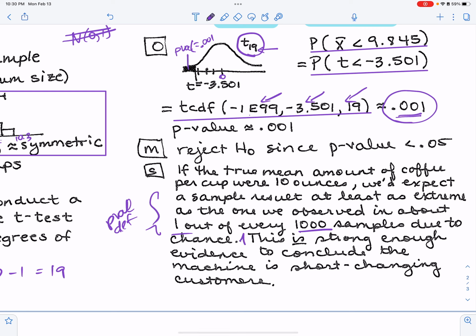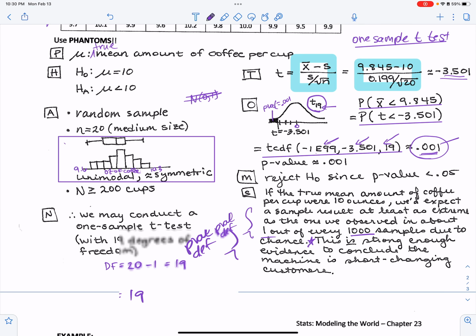So now this is what you do need. This is strong evidence to conclude that the machine is shortchanging the customers. The reason it's strong evidence is because 1 out of every 1,000 by chance, that's very rare. All right, and that is your PHANTOMS.